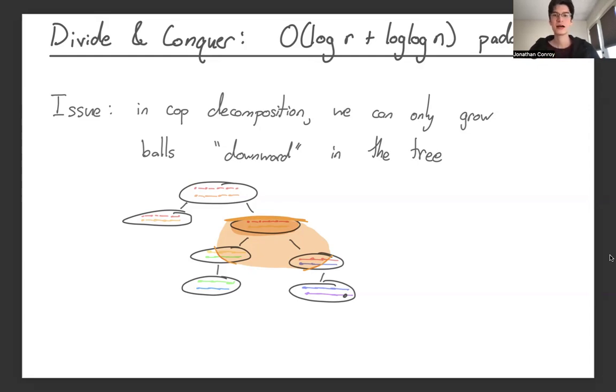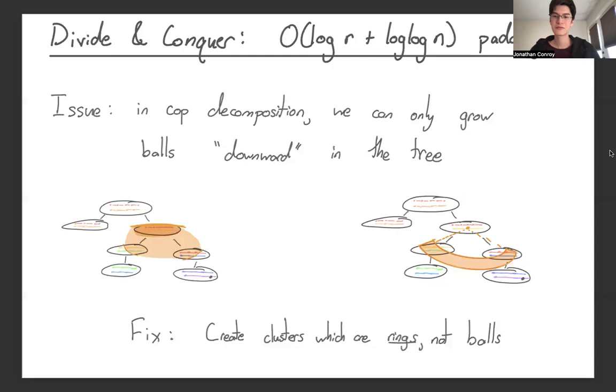This is bad. So our fix is instead of growing a ball around the centroid bag, we grow some ring in the downward graph. So in other words, our cluster is defined by taking some large random ball and then removing some smaller random ball. And in this way, we get some randomness along the entire boundary of our cluster. Okay. And with this fix, we can execute the divide and conquer algorithm that was described earlier, and we end up with log R plus log n padding.